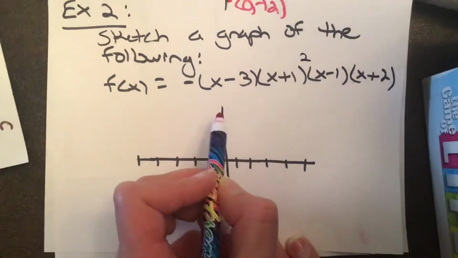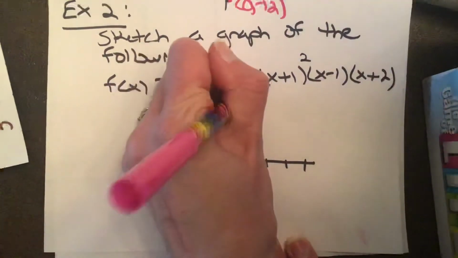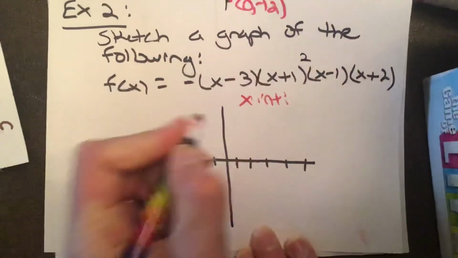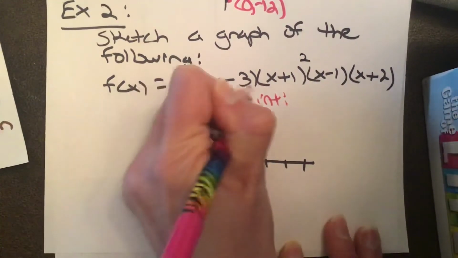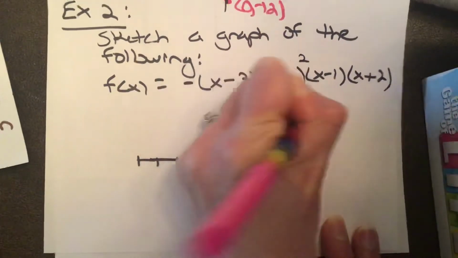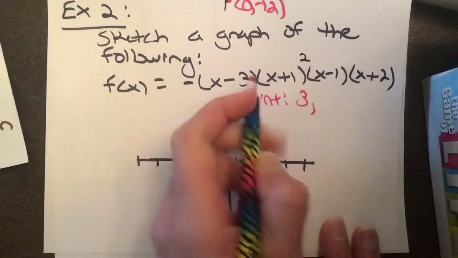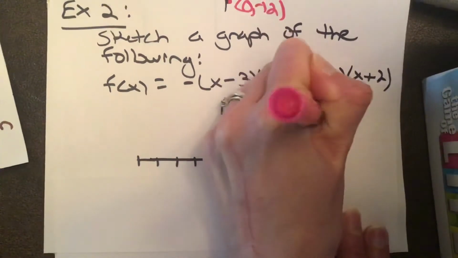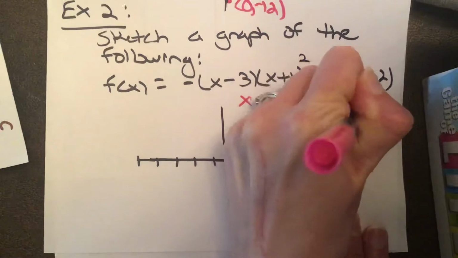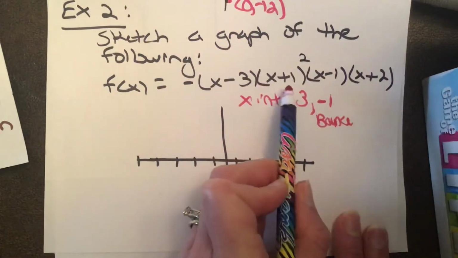Again, this one is in factored form, so we know where our x-intercepts are going to be. I'm going to go ahead and write them out for this one. Since x minus 3 is a factor, we know there's an x-intercept at 3. Since x plus 1 is a factor, we know there's one at negative 1, and it's, again, a bounce. We know it's a bounce because it's squared.